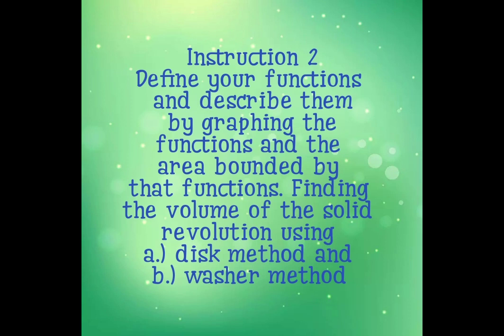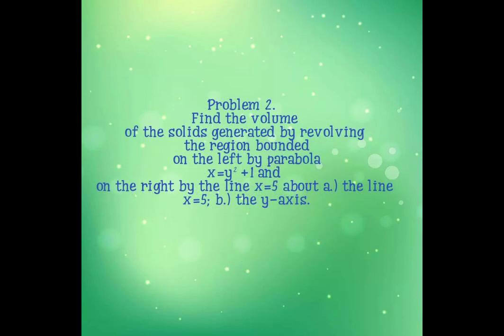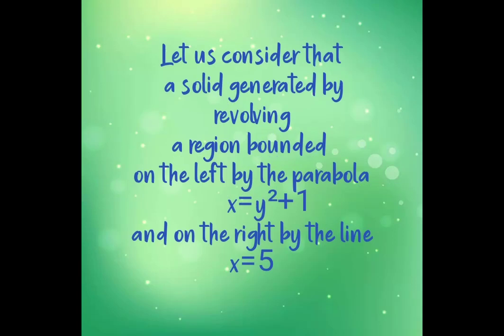Formulate a problem that involves finding the volume of the solid of revolution using A. Disk method and B. Washer method. For problem number 2, find the volume of the solid generated by revolving the region bounded on the left by the parabola x is equal to y squared plus 1 and on the right by the line x is equal to 5 about A, the line x is equal to 5 and B, the y-axis.